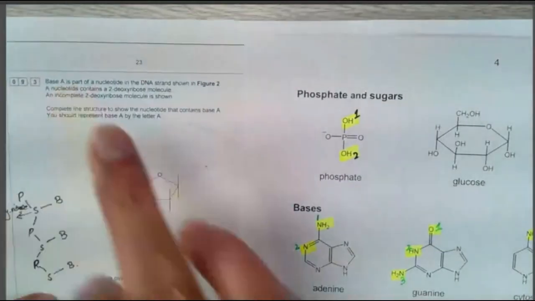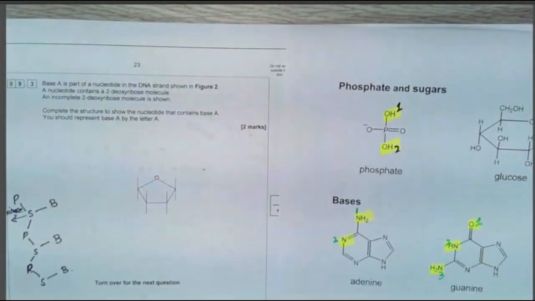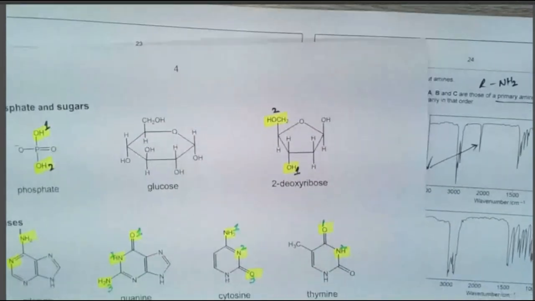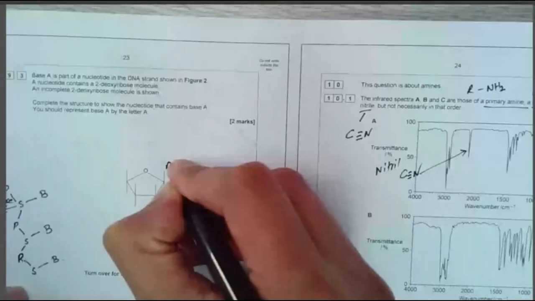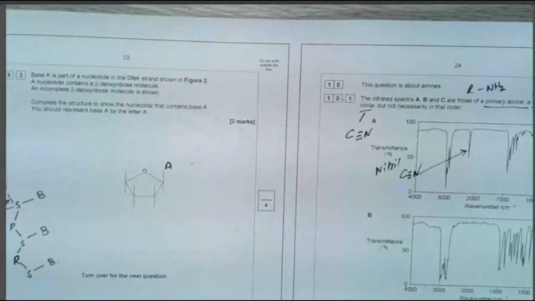So here it says base A is part of a nucleotide in the DNA strand shown in figure 2. A nucleotide contains a 2-deoxyribose molecule. An incomplete deoxyribose molecule is shown. Complete the structure to show the nucleotide that contains base A. You should represent base A as the letter A. And remember, this is where the base will get bonded. This is the location of the base. So I will write down A straight away, because this is where the base will come and bond itself.